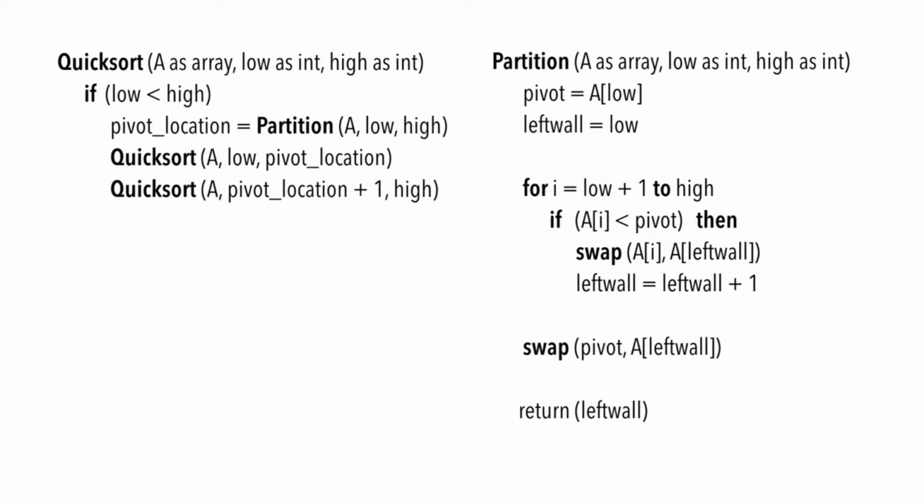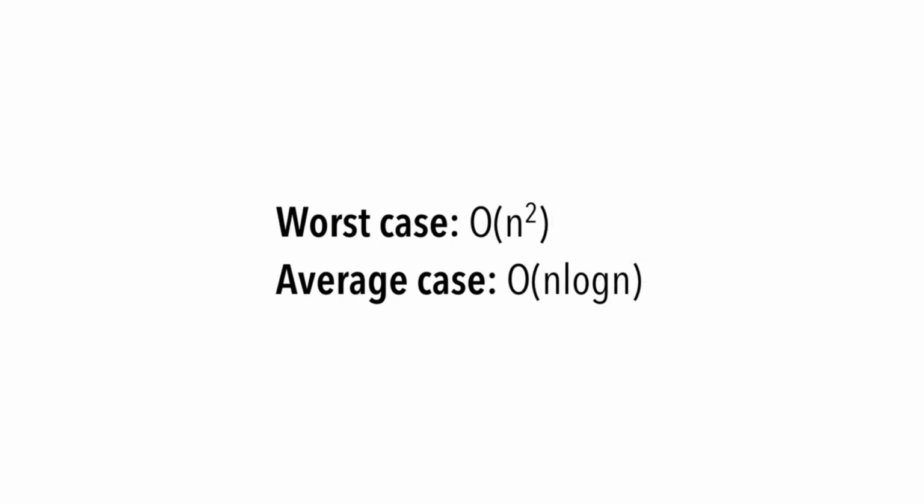Here's the pseudocode for QuickSort. QuickSort has the worst case time complexity of big O of n squared. But if a pivot is chosen properly, it can be shown to have an average case of big O of n log n.